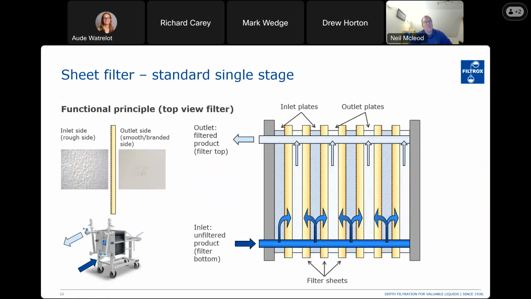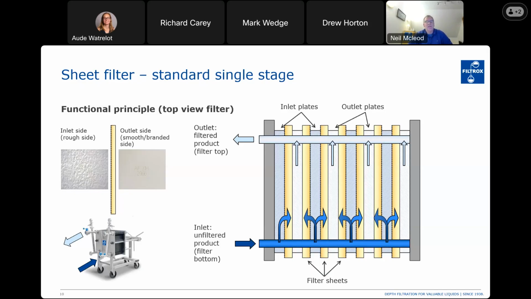So how does the filter sheet work within this filter press? This is quite an interesting diagram we show here because it identifies the flow within the actual filter press itself, which is quite confusing as people just see an inlet and an outlet. Actually the product flows in and then enters inlet plates, which is every other plate. Then it flows from the inlet plate through the filter sheet that is placed within the press, and then it's collected in the outlet plates and passes out of the filter press.